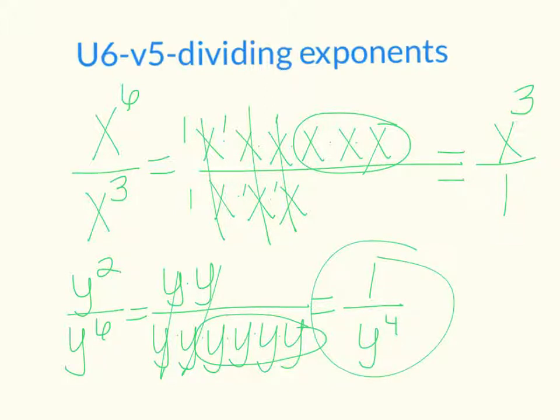Okay, so most of you guys have figured out when you cancel, what's left over is actually a subtraction problem. So 6 minus 2 is 4. Okay, the thing you got to remember is where are the leftover ones after you cancel. Okay, and up here 6 minus 3 is 3.